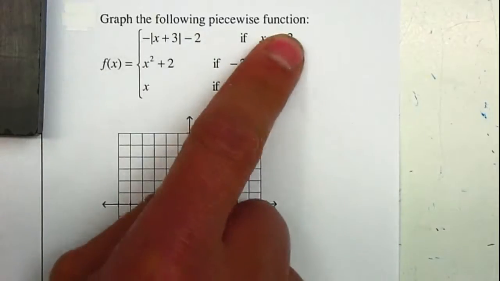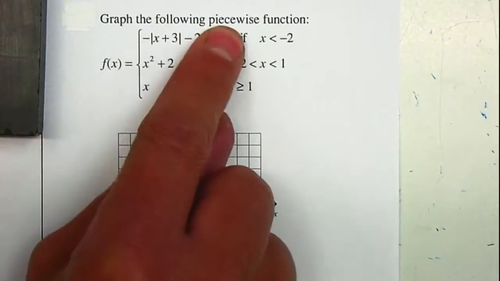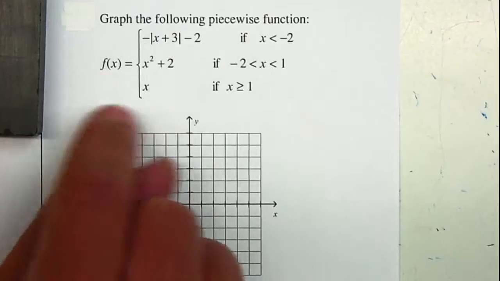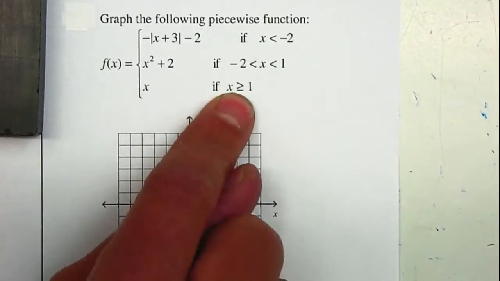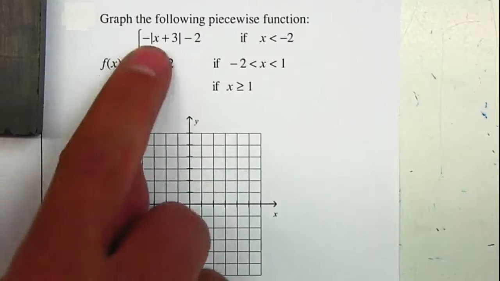Graph the following piecewise function. So they give you a piecewise function and they wanted to graph it. There are three components, three different functions where the domain varies. So let's start with the first one.